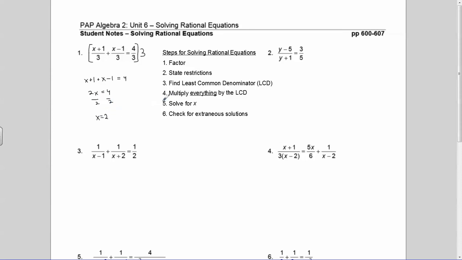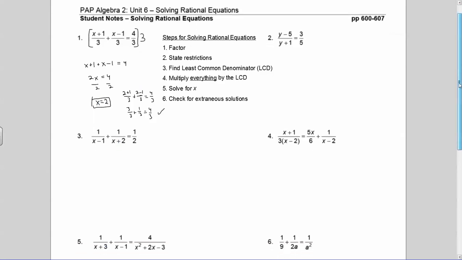So now we've solved for x, we want to check for extraneous solutions. So let's plug this in for x. We end up with 2 plus 1 over 3 plus 2 minus 1 over 3 is equal to 4 over 3. So this is going to be 3 over 3 plus 1 over 3 is equal to 4 over 3. And you can see 3 plus 1 is 4. So we have 4 over 3 equals 4 over 3. So that's good. This is our solution.